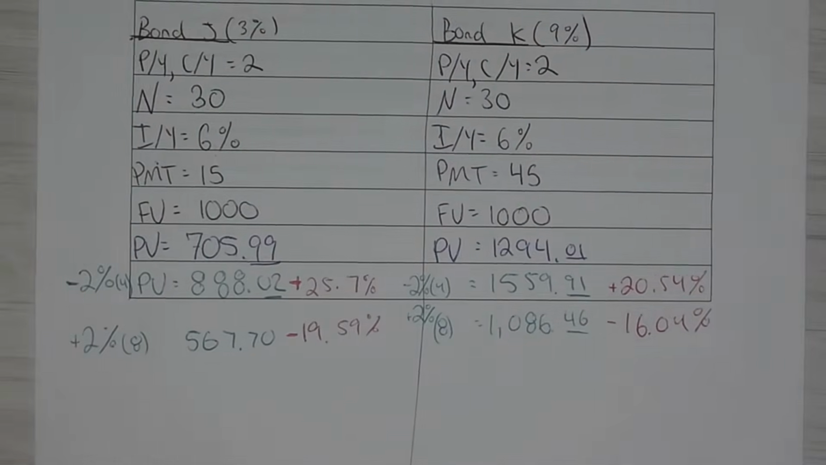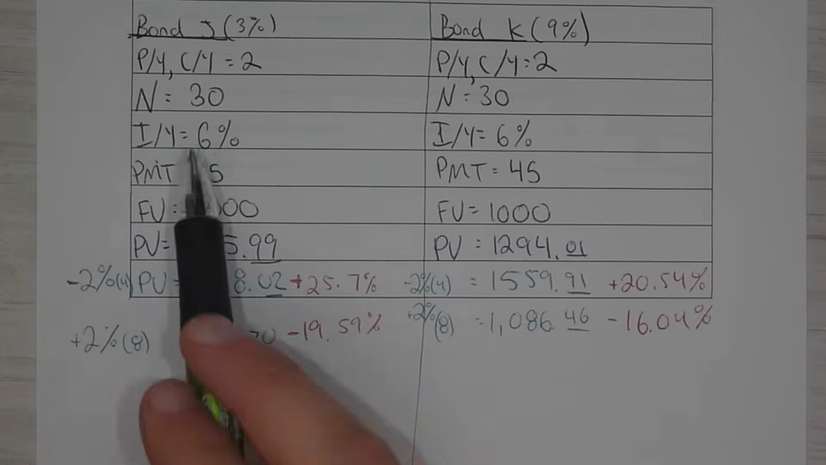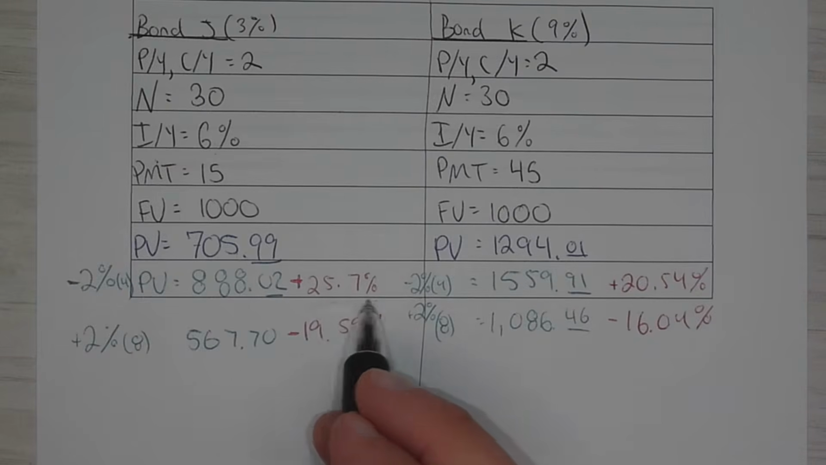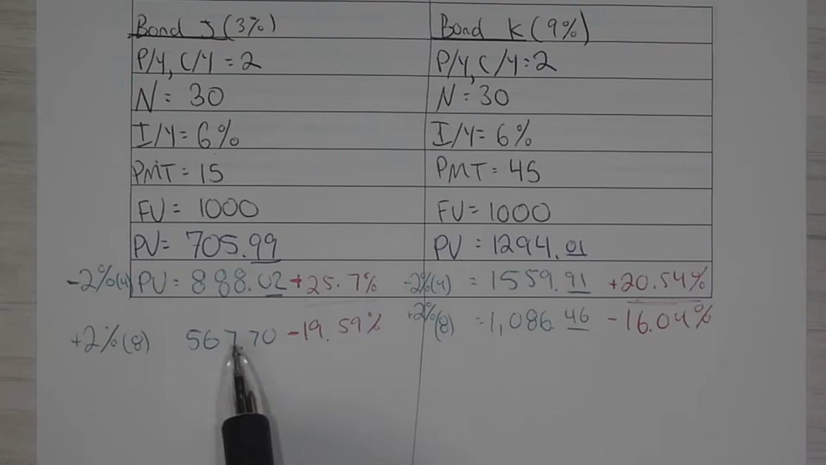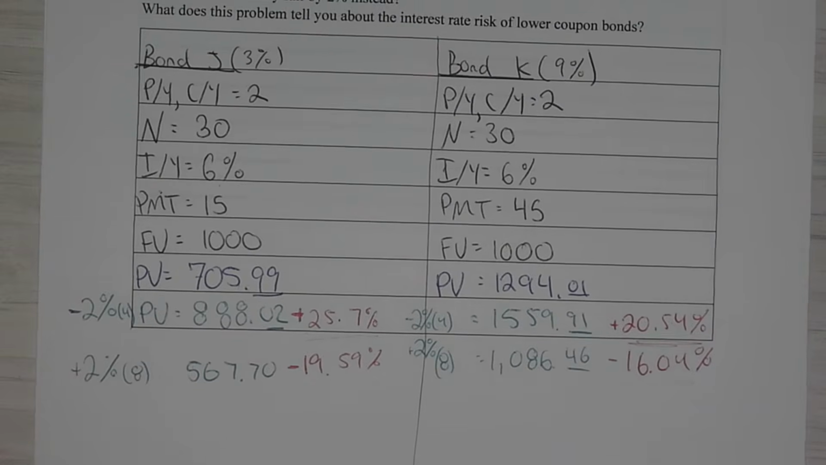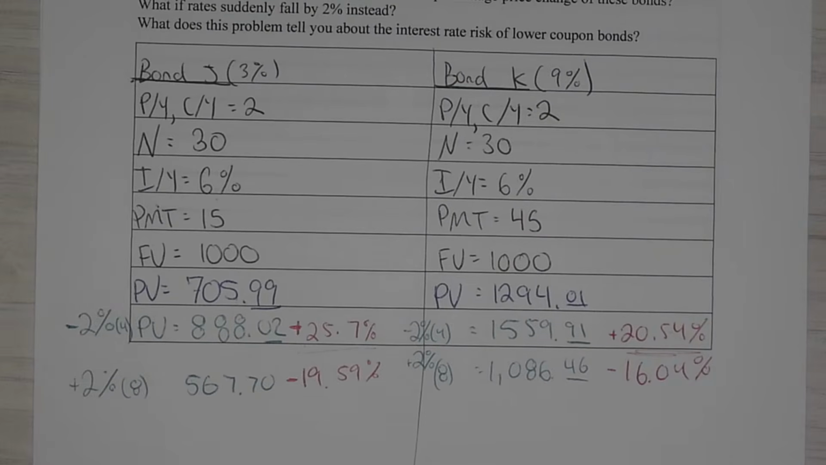So what do we see? The exact same changes to market rate. Everything's the same other than the payment amount, the coupon rate. But here when the market rate went down, this went up by 25%. This only went up by 20%. And here when the market rate went up, this went down by 19.5%. This went down by 16%. So what does that mean? It tells you that the lower the coupon rate, the higher interest rate risk there is for your company.